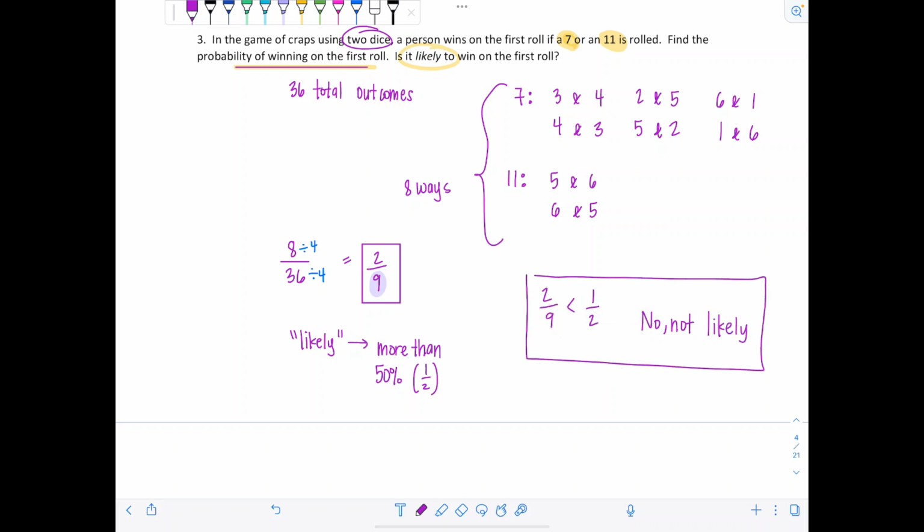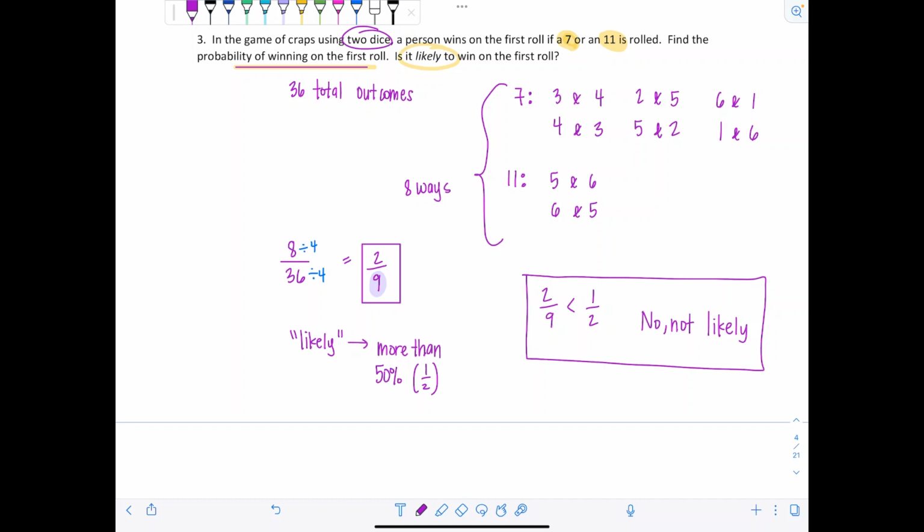Okay, that's the reasoning. So anytime you're asked if something's likely, compare it to 50% or 1/2. If it's more, yes, it's likely. If it's not, then no. If it's exactly right on the dot, 50%, then it's equally likely, right? Not more.